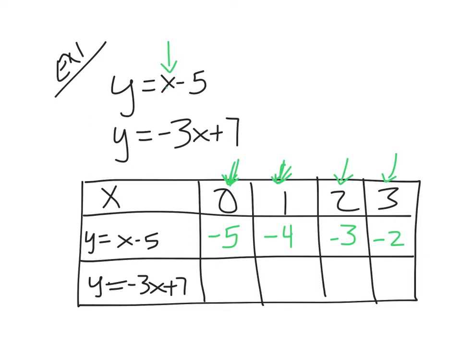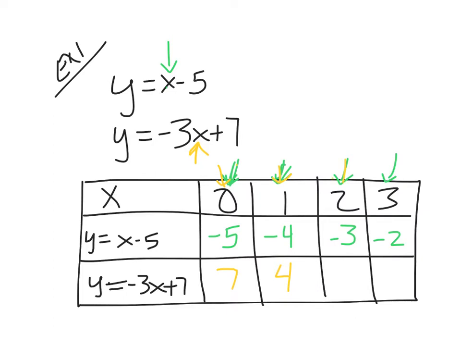Now let's plug it into this second equation where there's a little more going on. So I plug in my 0 there to start with, right? Negative 3 times 0 is 0. Every number times 0 is 0. 0 plus 7 is 7. Okay, now I'm going to plug in my 1. Negative 3 times 1 is negative 3. Negative 3 plus 7 would be positive 4. Because the 7's positive. It's okay.